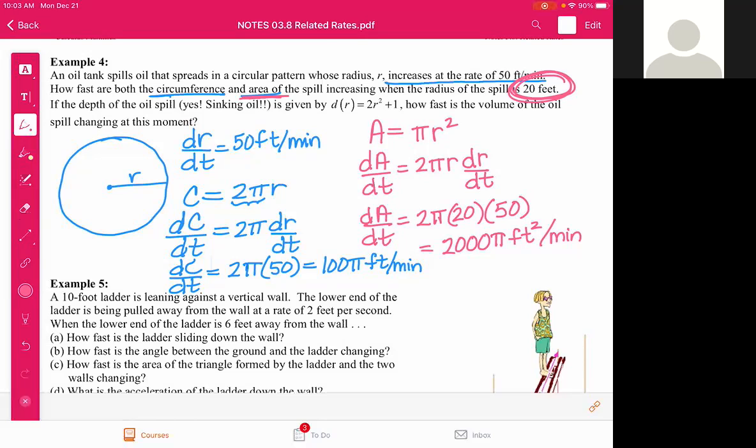It says if the depth of the oil spill, so first it starts off on the surface of the water, and then it starts to ooze down into the water, right? If that depth, how deep it is in the water, is represented as 2r squared plus 1, how fast is the volume of the oil spill changing at this moment? Well, let me erase some stuff so that we can see what this is talking about.